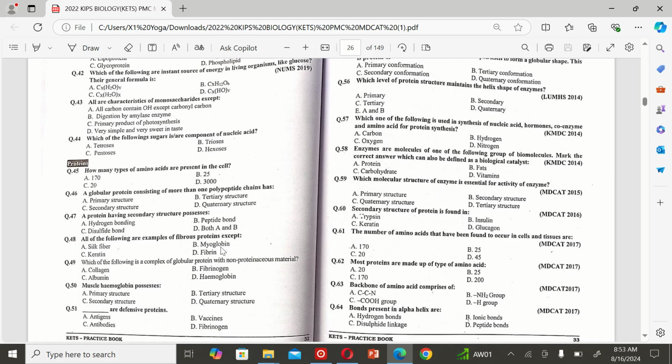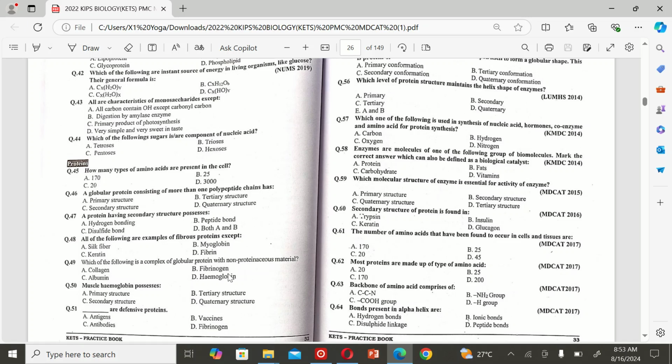The next MCQ is: all of the following are examples of fibrous protein except A, silk fiber, B, myoglobin, C, keratin, and D, fibrin. So the correct option is B, myoglobin.